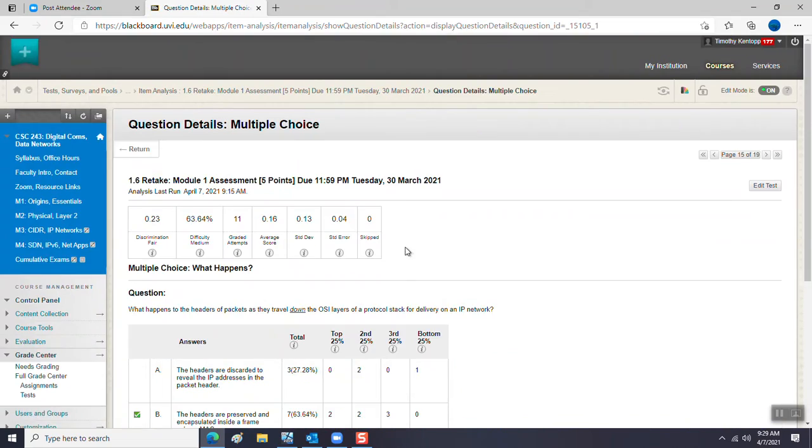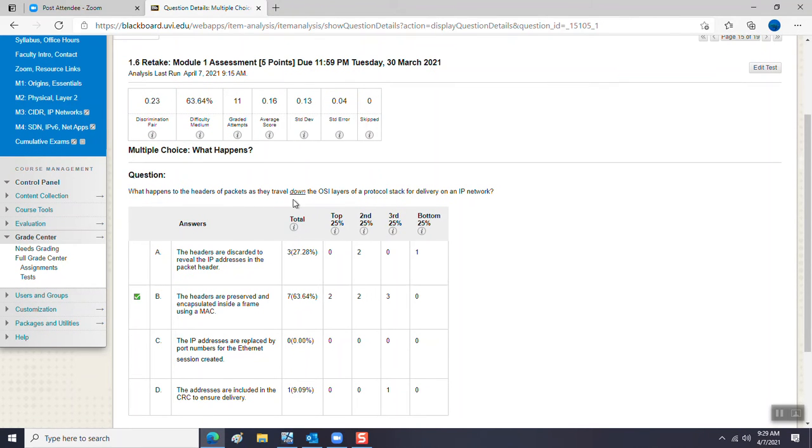What happens to the headers of packets as they travel down the OSI layer of a protocol stack for delivery on an IP network? As they're traveling down the layer, the data is being sent on that client out onto the network. So as it's traveling down, the headers are preserved and encapsulated inside a frame using a MAC. When you see the word packet, we're talking about layer 3. As you pass down the OSI layer, the next layer down from layer 3, packets are frames. And those have MAC addresses. So the headers are preserved on the packets. It's encapsulated into a frame.